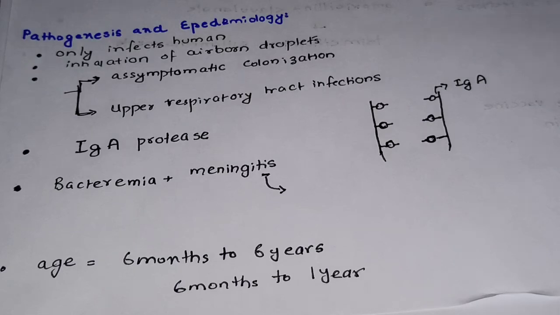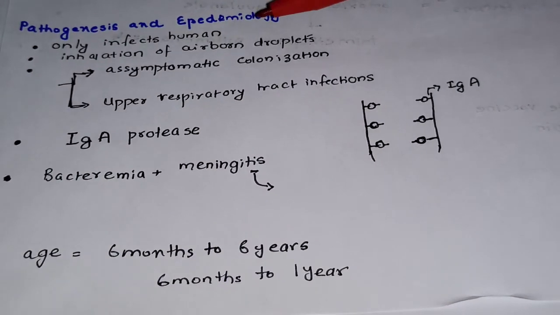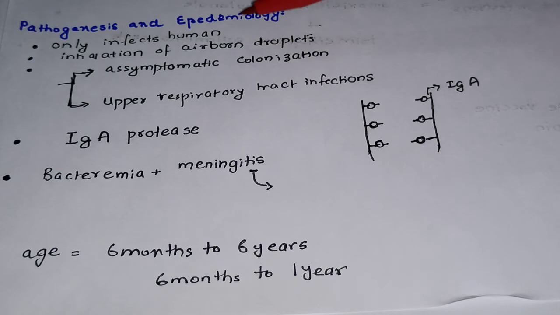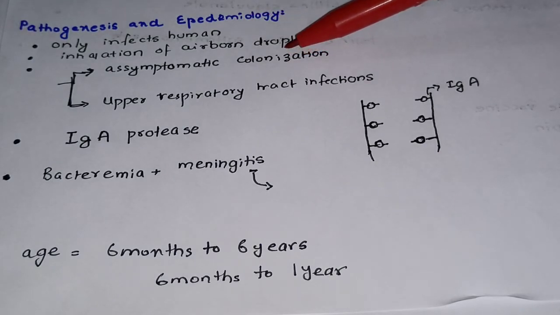So we discussed the important properties. Now we are going to discuss the pathogenesis and epidemiology. So our first point, it only infects humans. There is no animal reservoir. And how it enters into our body, it enters by inhalation of the airborne droplets, and after entering it colonizes the respiratory tract.